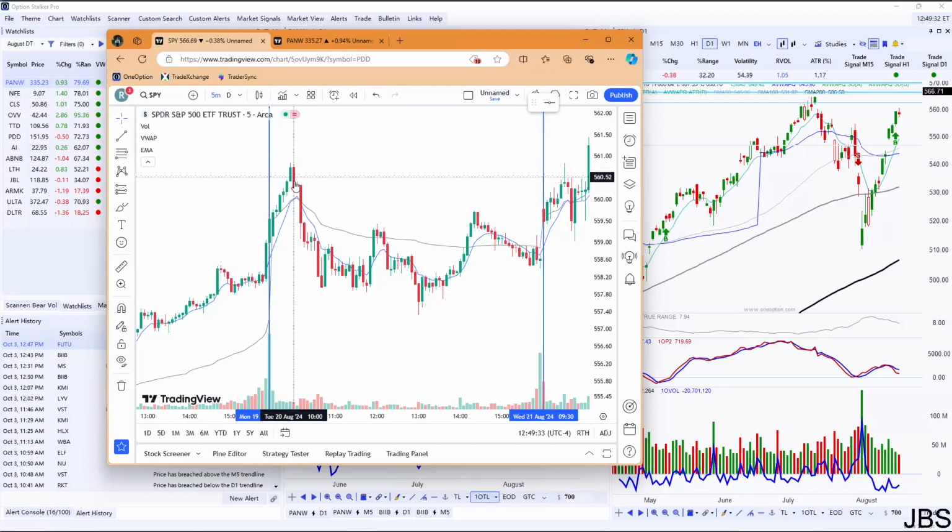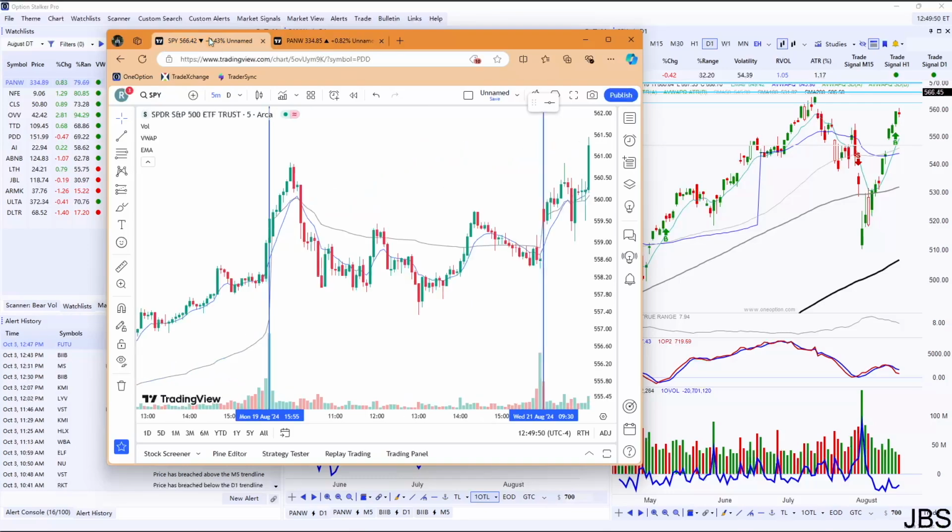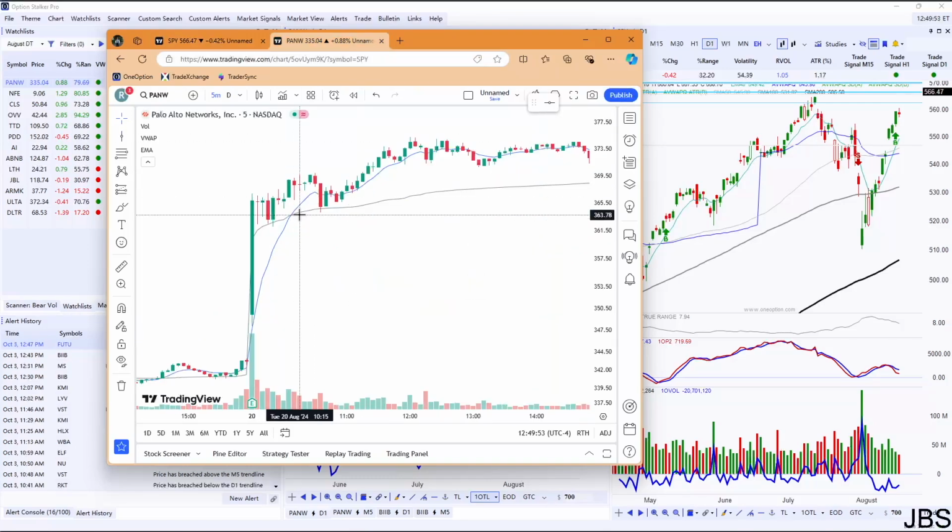Here's the 10:05 candle. Market sold off very strongly. PanW tested VWAP, held, inched up higher. So I got in around 368 and I got out around 375. So I took a very nice profit on PanW.